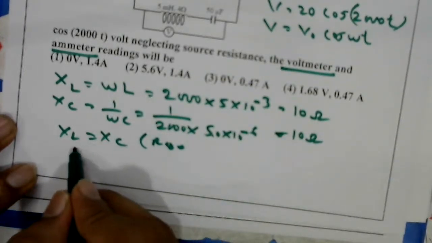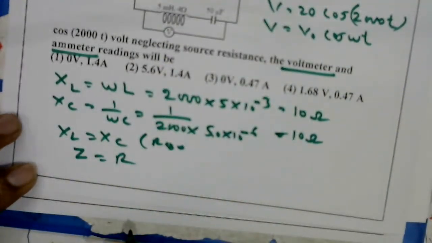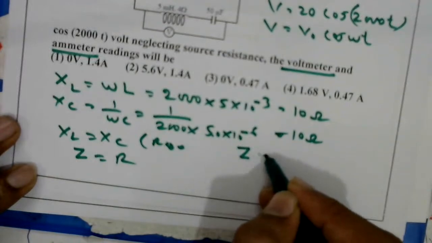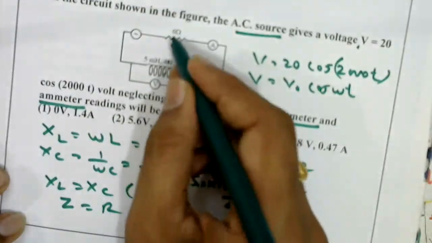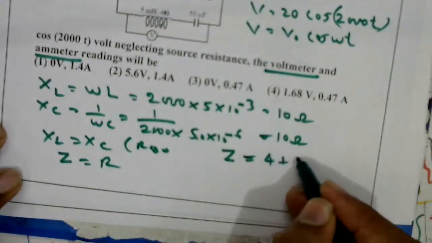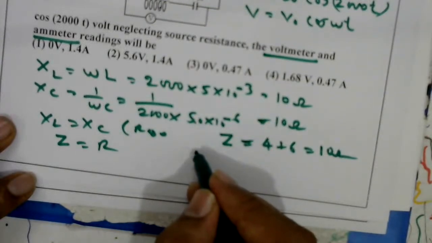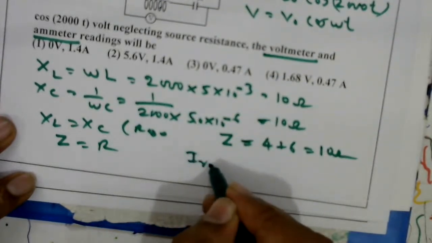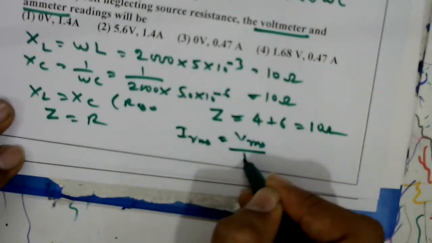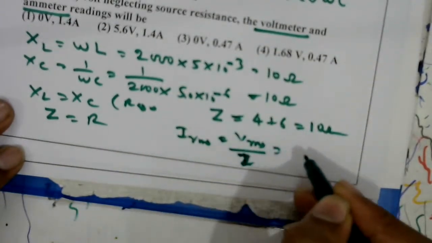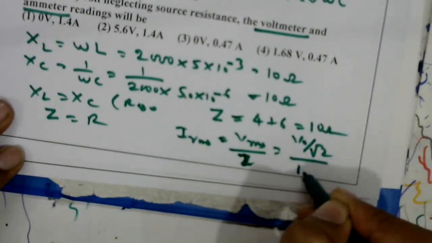If it is a resonance circuit, impedance is equal to what? Resistance in the circuit, correct? So Z is equal to total resistance in that circuit. This is 4 and it is 6. 4 plus 6, it is 10 ohm. Now current IRMS is equal to VRMS upon Z. VRMS is nothing but V naught by root 2, upon Z is 10.